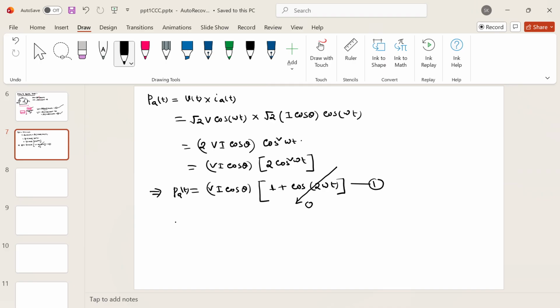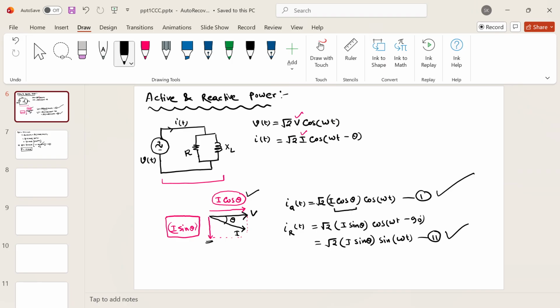So my average value P will be Vi cos theta. This is my active power, and I am getting this active power because of this particular current I cos theta. It is in phase with the voltage. So the conclusion is, if you have any circuit that has some current and it has a component of current which is in phase with the voltage, then only you will get the active power in case of AC.